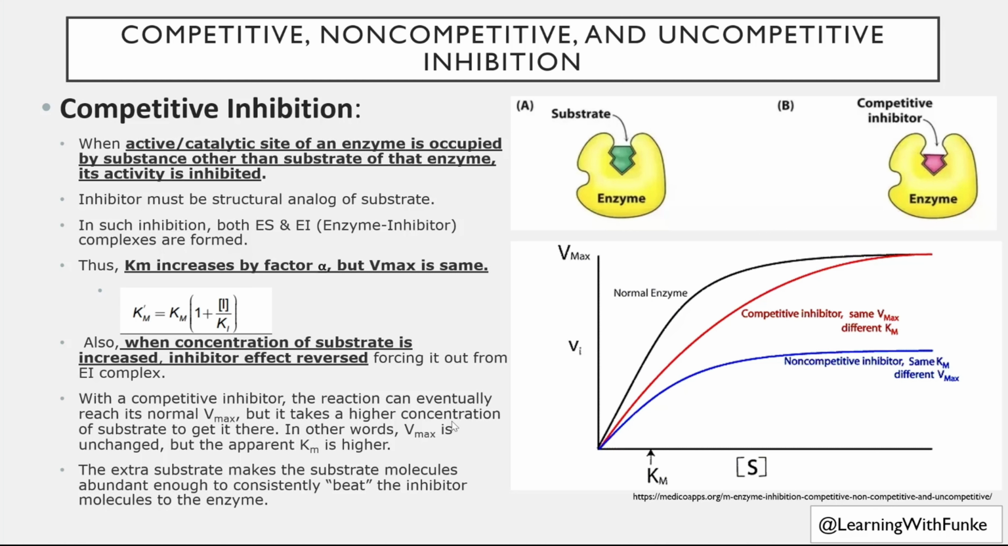Yep. So like I said here, the extra substrate makes the substrate molecules abundant, like a majority winning scenario, such that it's enough to consistently beat the inhibitor molecules to the enzyme. So when you see inhibition modes where by increasing the concentration of the substrate, you're able to reverse the inhibition going on, then you can think, oh, that has to be competitive inhibition, right? Okay.